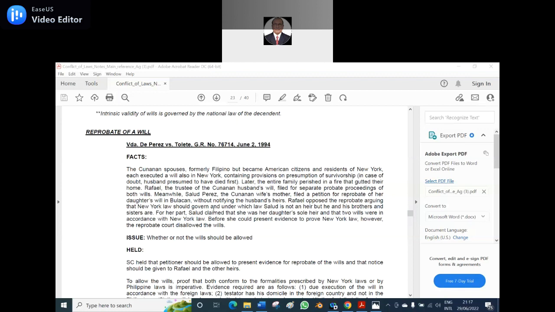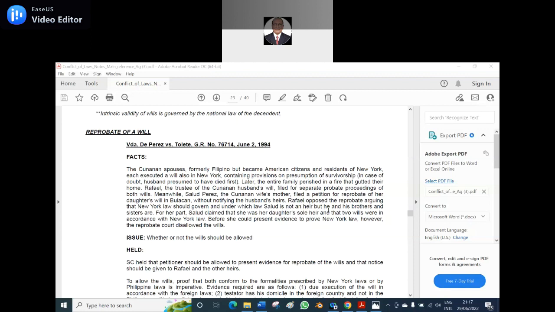The New York law should govern, under which Salud is not an heir, because the wife's mother is not an heir, but he and his brothers and sisters are.